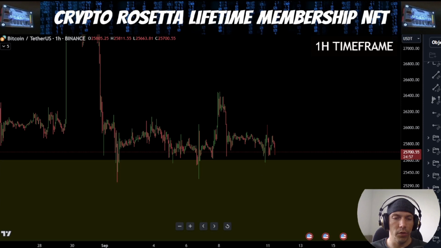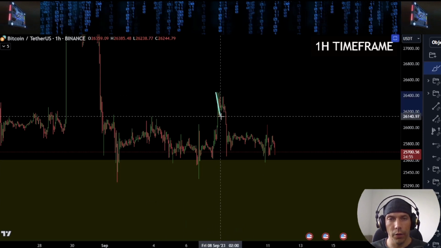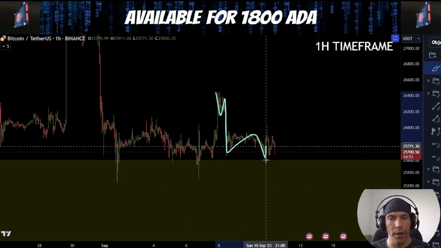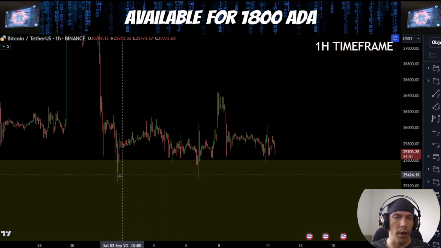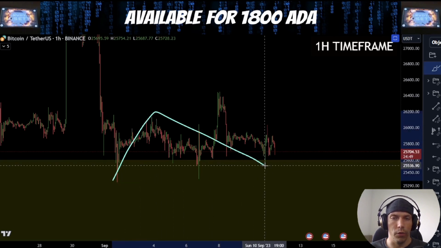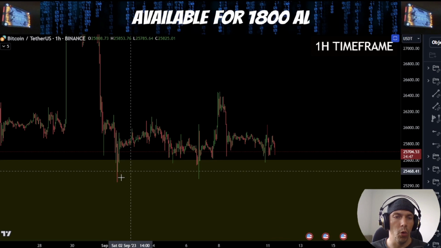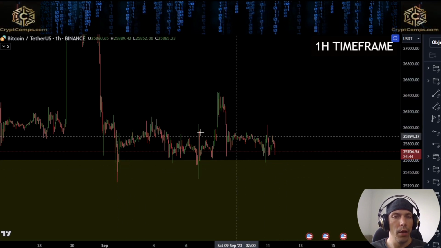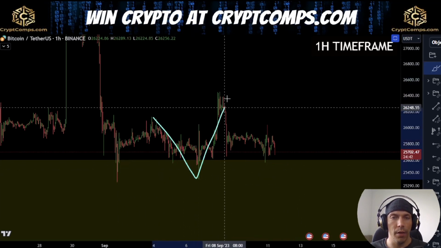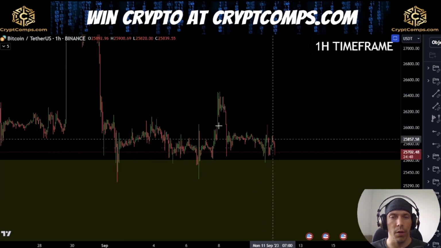Now, it is still possible that if we're going to count this as 1, 2, 3, 4, and 5, we could actually still have this as 1, 2, and then looking for a move up, or alternatively A, B, and C. Now that would mean that we had this as A, this is B, and then this is a C wave as a running flat.